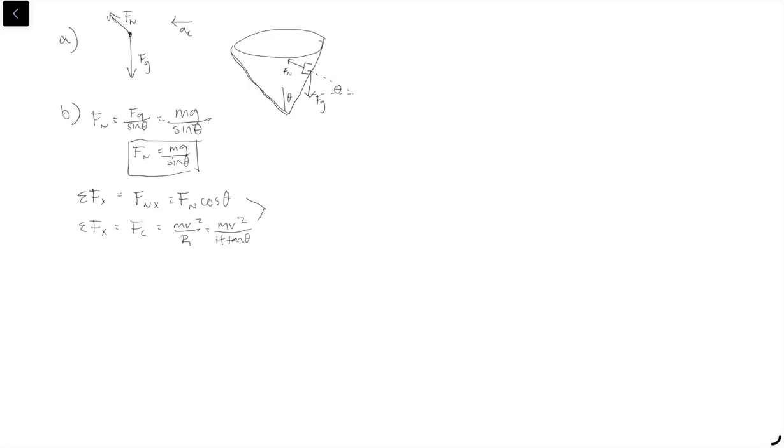So these two are equal to each other. And then I'm going to expand this tangent into sine theta over cosine theta, because we can just bring that up. Fn cosine equals mv squared over h sine, and then cosine would go to the top, meaning we can cancel those two out. And we get this formula.